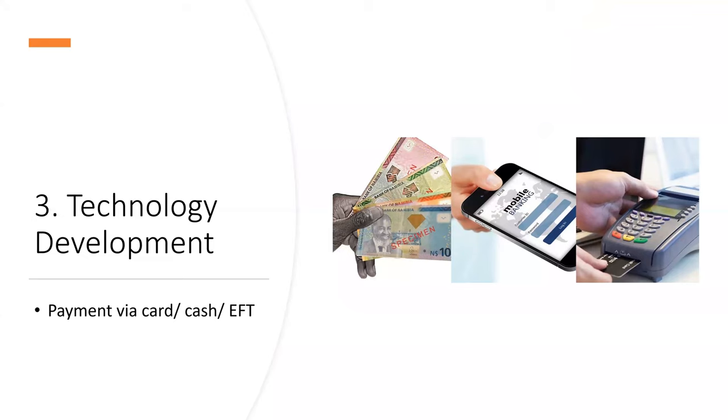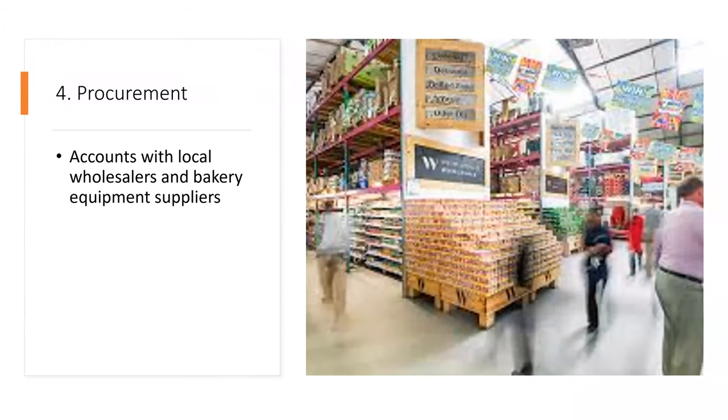Technology that you could be using for credit card payment, cash payment or EFT payments all come at a fee, and they can be used across multiple product lines. Similarly, procurement. You could have an account with your local wholesalers or local bakery suppliers. Again, if you have an account, there will be a cost implication to hold an account with those typical outlets.